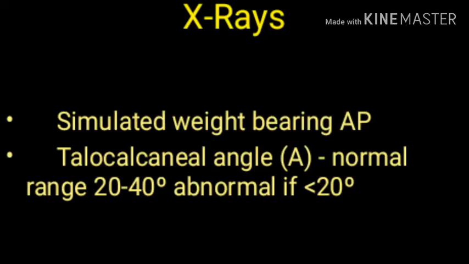And on X-rays, how can you know that this is clubfoot? On X-rays, when you take an AP view, you will see that the talocalcaneal angle is below 20 degrees, whereby the normal range is between 20 and 40. So when you see the angle being less than 20, you will definitely diagnose that it is clubfoot.